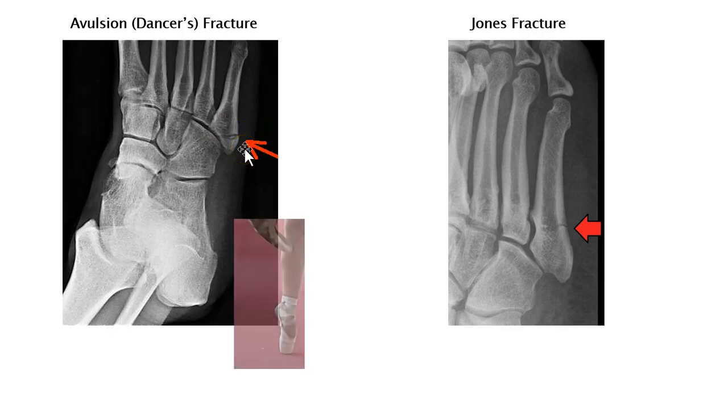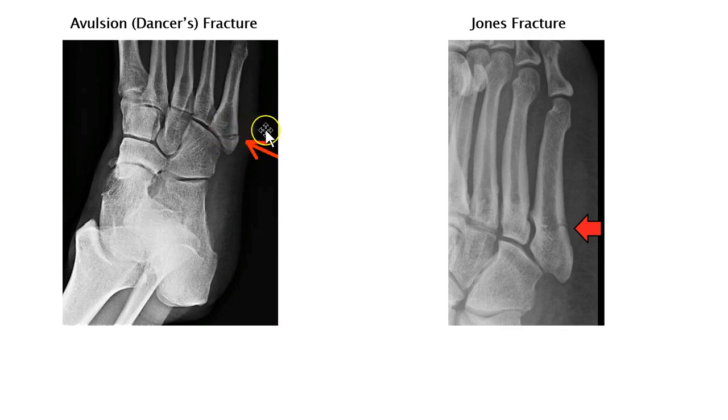The typical mechanism is when a dancer lands in a plantar flex position and there's a strong contraction of the fibularis brevis to help stabilize the ankle during this plantar flex position.